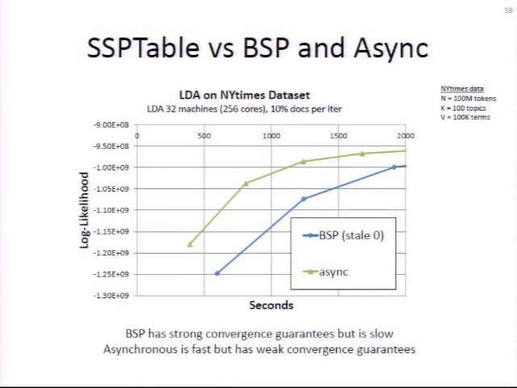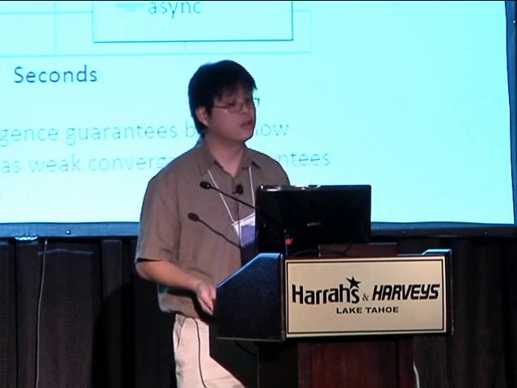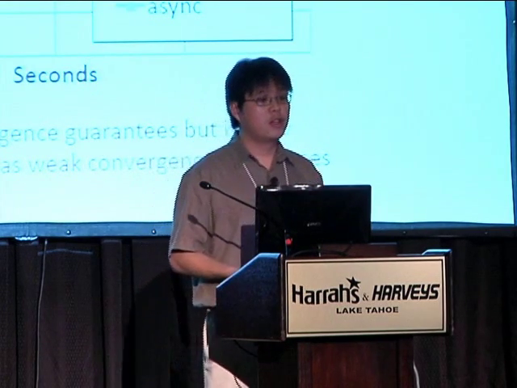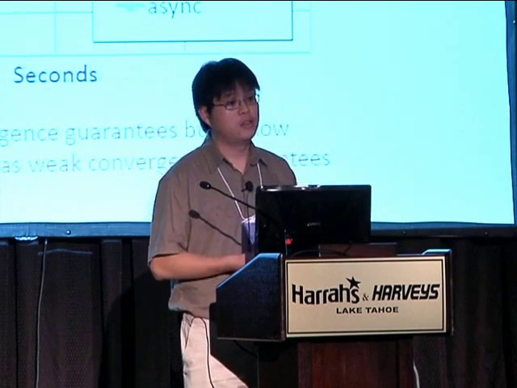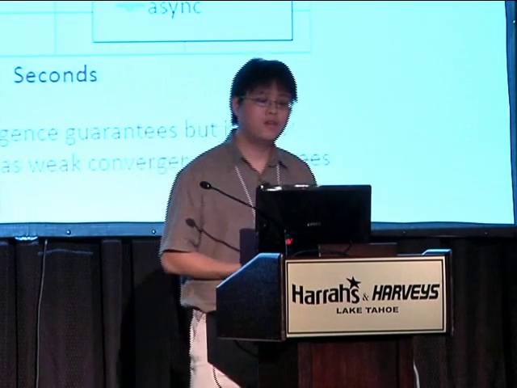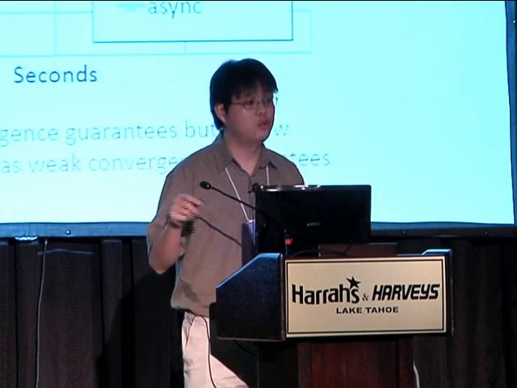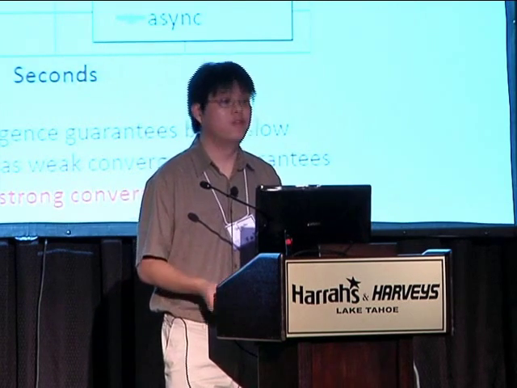In terms of convergence results, this is the LDA example on the New York Times dataset on 32 machines with 256 cores. Now, bulk synchronous parallel has strong convergence guarantees, but is slow in practice because of all the stragglers and slowdowns. Asynchronous is fast, but has weak convergence guarantees. If you let that curve go all the way to the end, it actually starts to oscillate. SSP is both fast and has convergence guarantees.